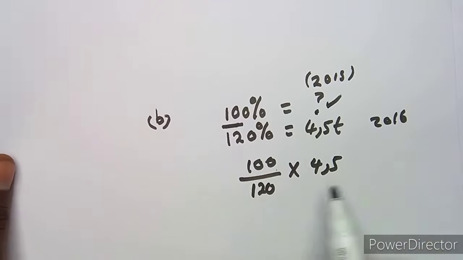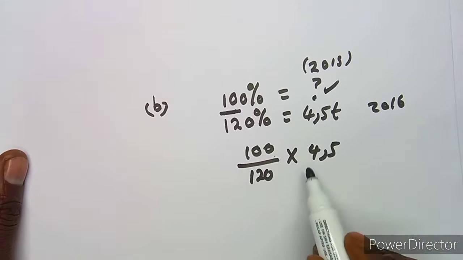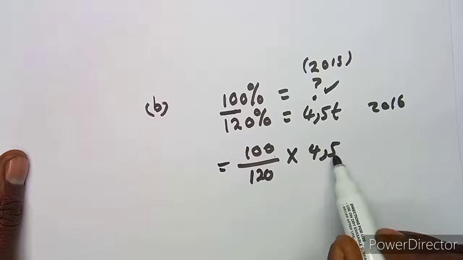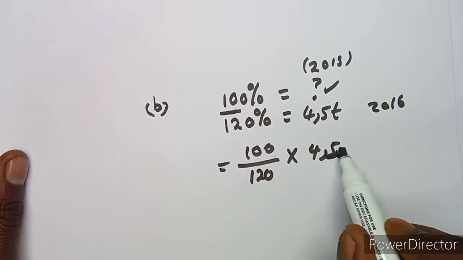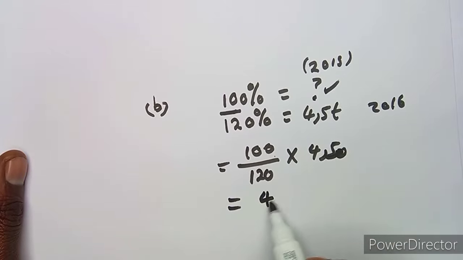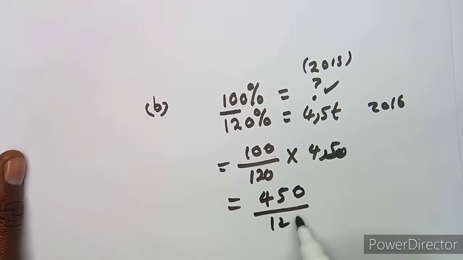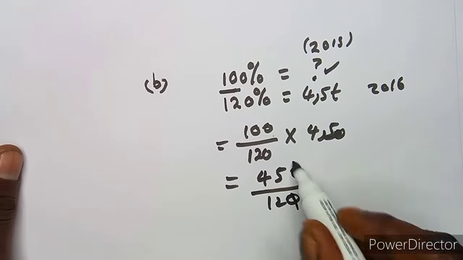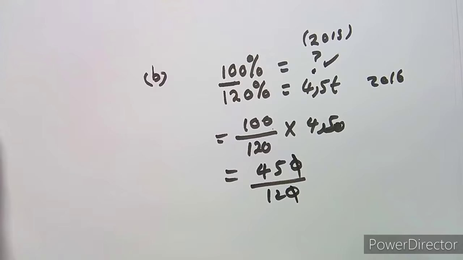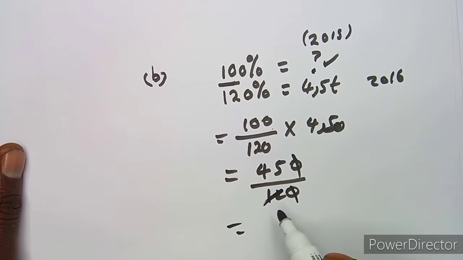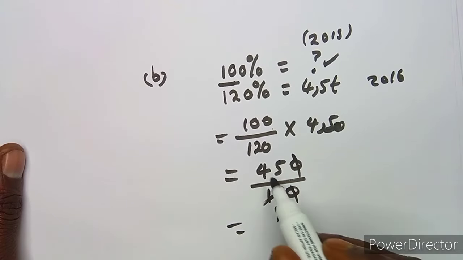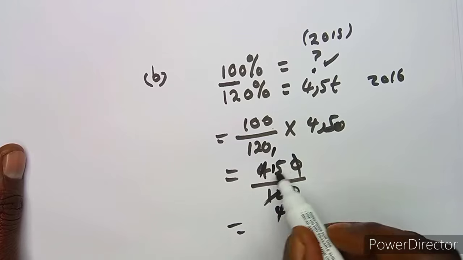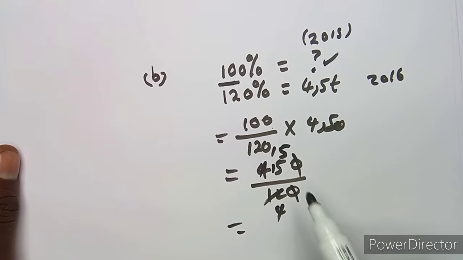So that's it, guys. As you can see, 100 times 4,5 is simply moving 2 commas to the right, which is 450. So it's going to be 450 over 120. We can reduce this 0 and the 0 there. Which number can we use? 3. 3 into 12 is 4. 3 into 15 is 5.